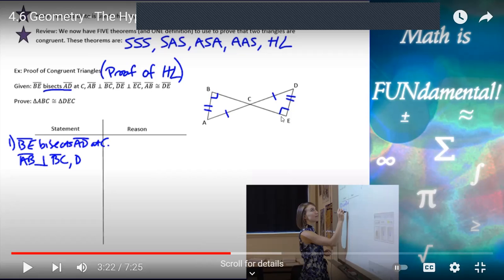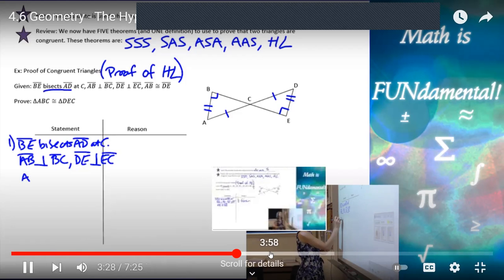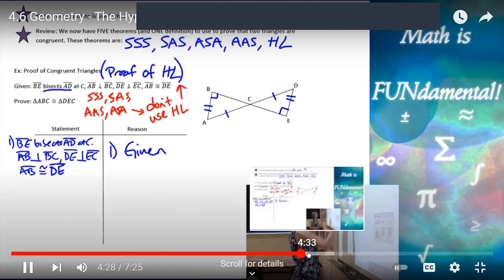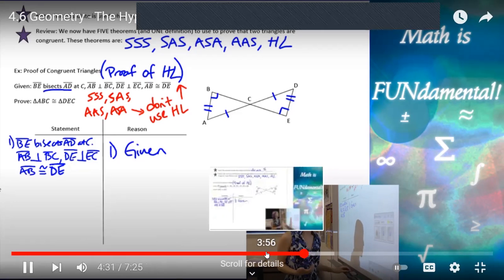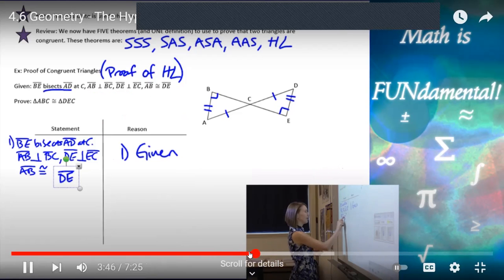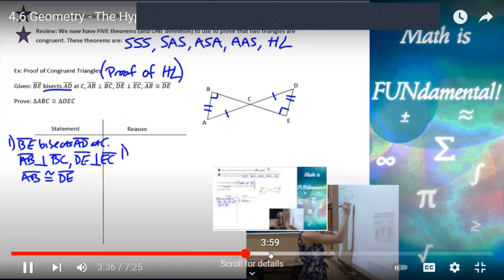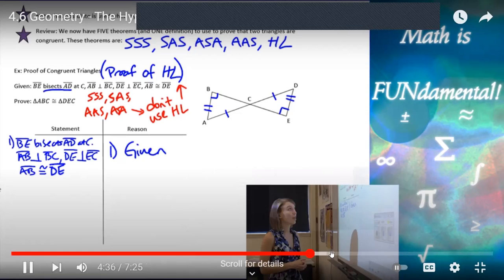So BE is bisected by segment AD. DE is perpendicular to EC, so that means this is equal to this. And AB is perpendicular to BC. All of this is known. Just skip this one, the theorem is angle-side-angle. So we don't want to use HL here, but this is the HL theorem. All right, and our reasons are true.